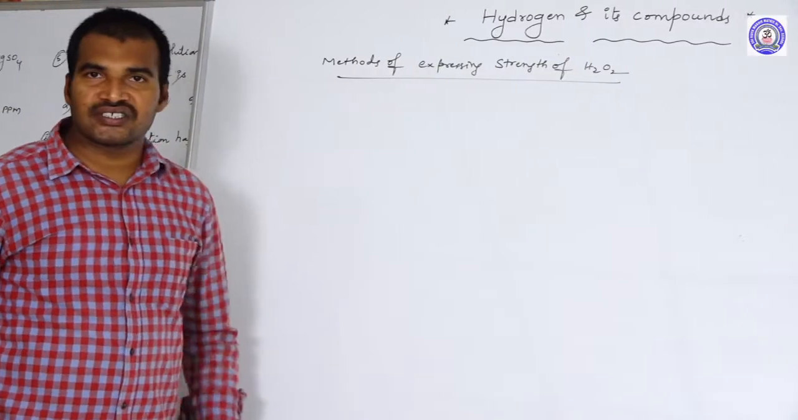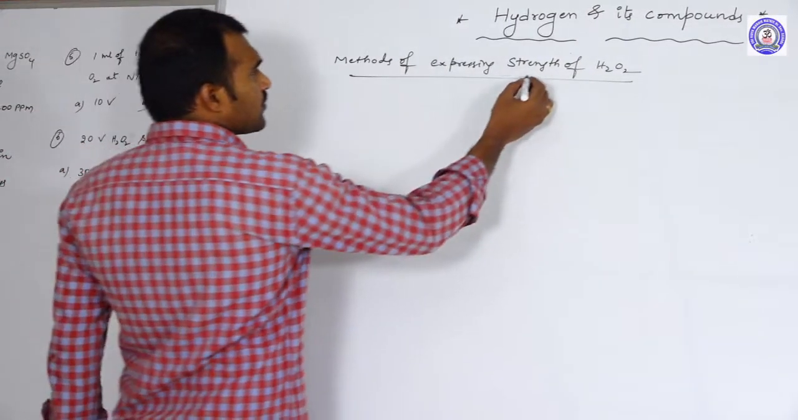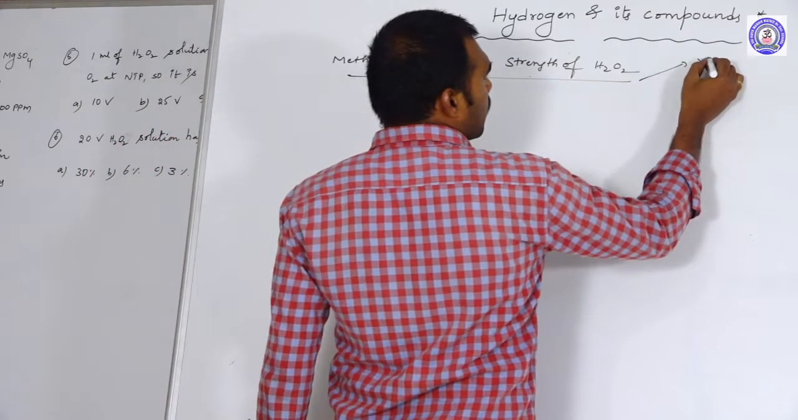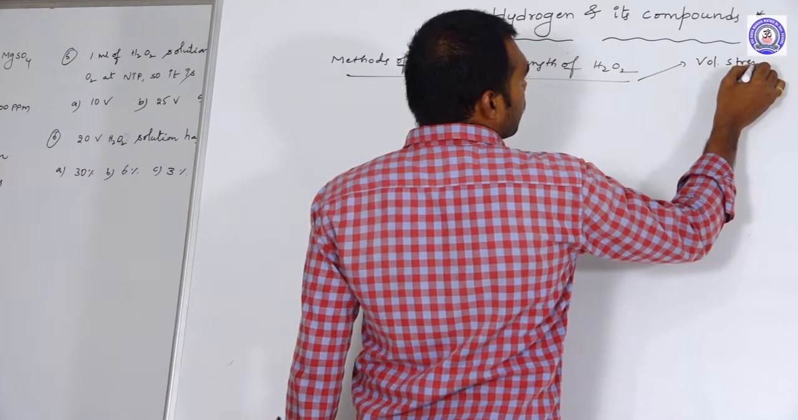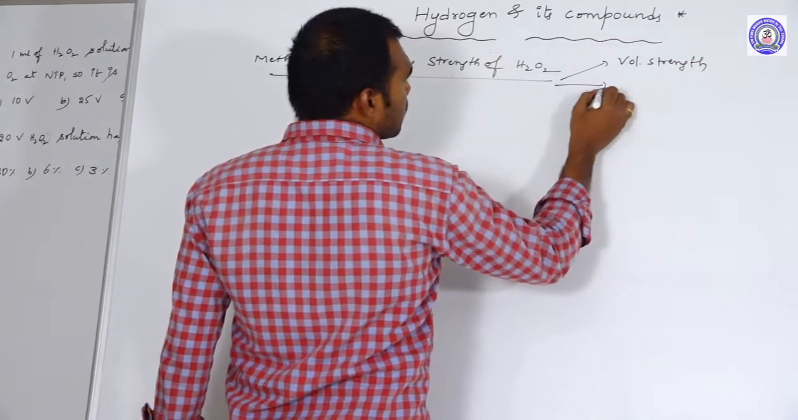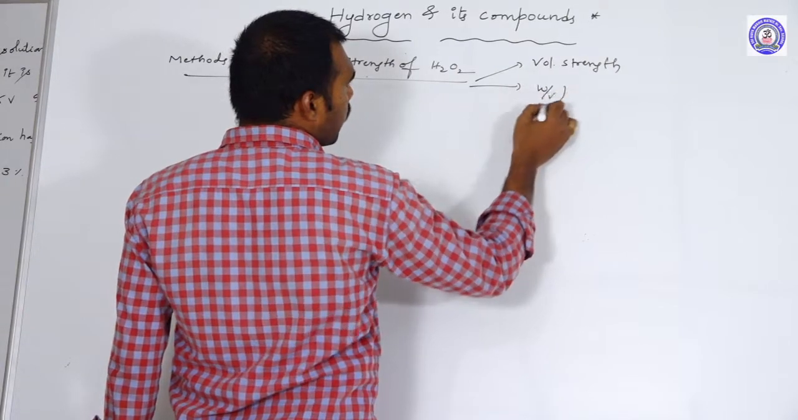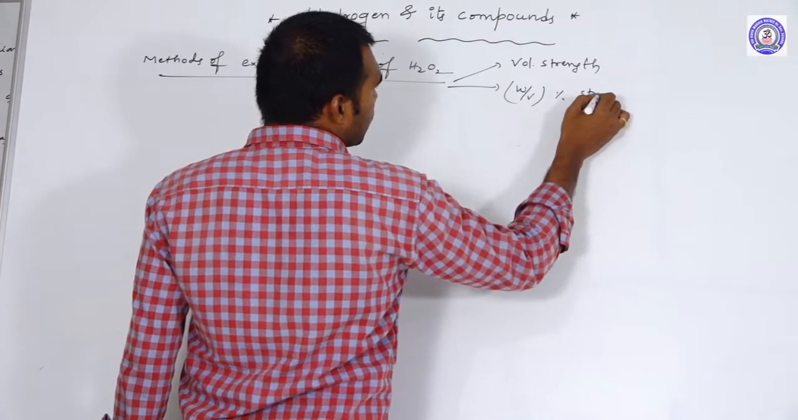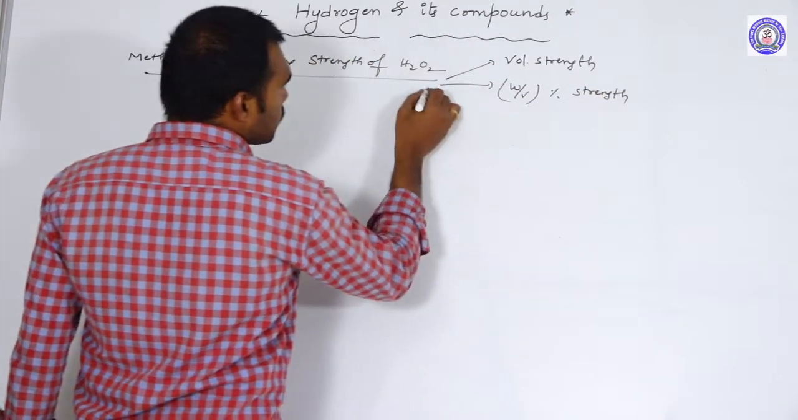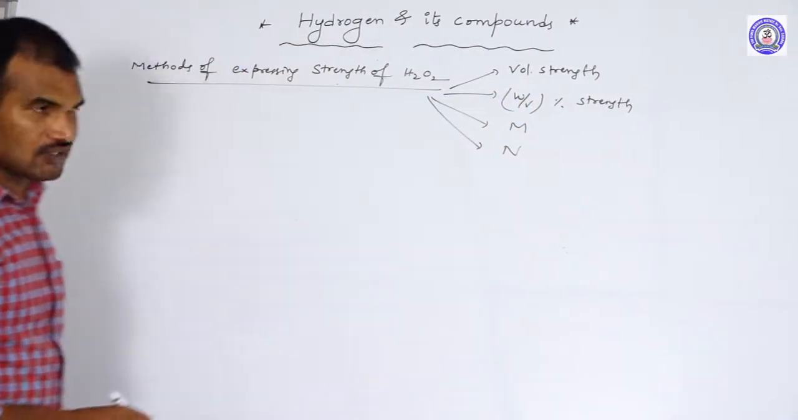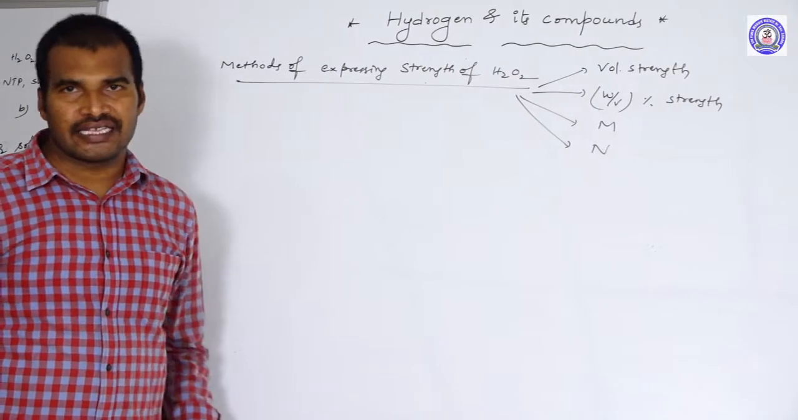Ways of expressing the strength of H2O2. The strength of H2O2 we can express in the following ways. The first one is volume strength. The second one is percentage strength, also called weight by volume percentage strength. We can also express it in molarity, and also in normality. In four ways we can express it.